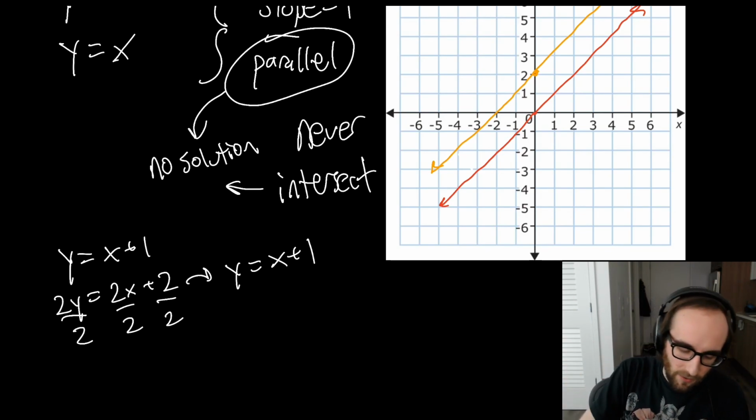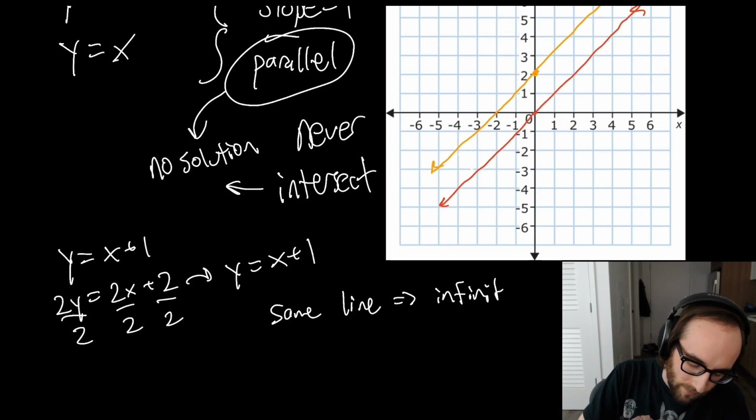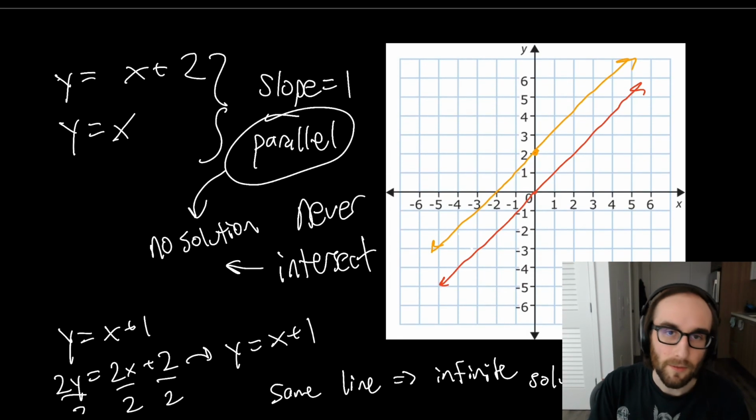So in that case, if we have the same line, then we say that there are infinite solutions. So those are two special cases when solving systems of equations.